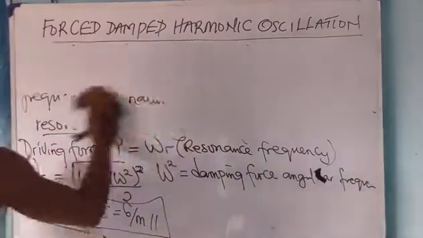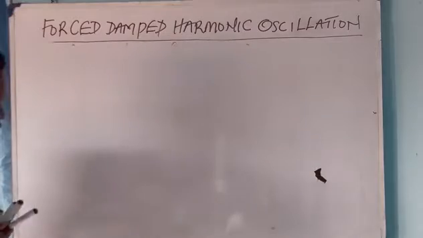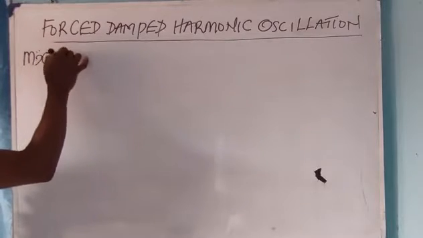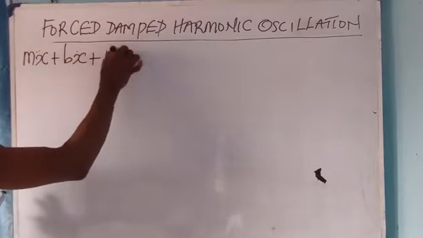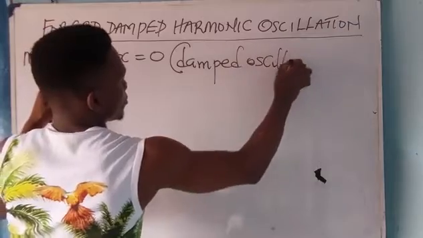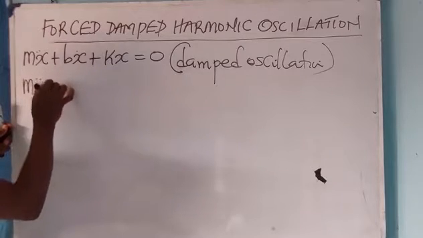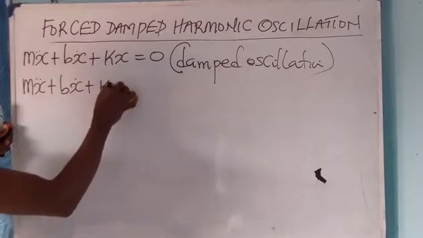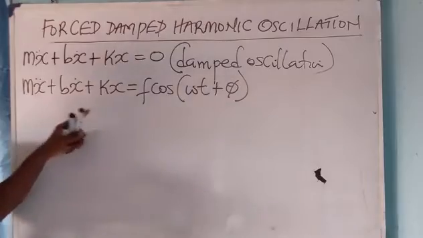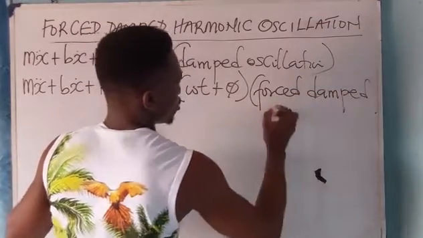So there's what we call the general formula of damped oscillation. In our previous class, I gave us mx plus bx plus kx equals 0. This formula is called damped oscillation. But this other formula, mx plus bx plus kx equals force cos wt plus phase angle, is called forced damped oscillation. Don't take one for the other.